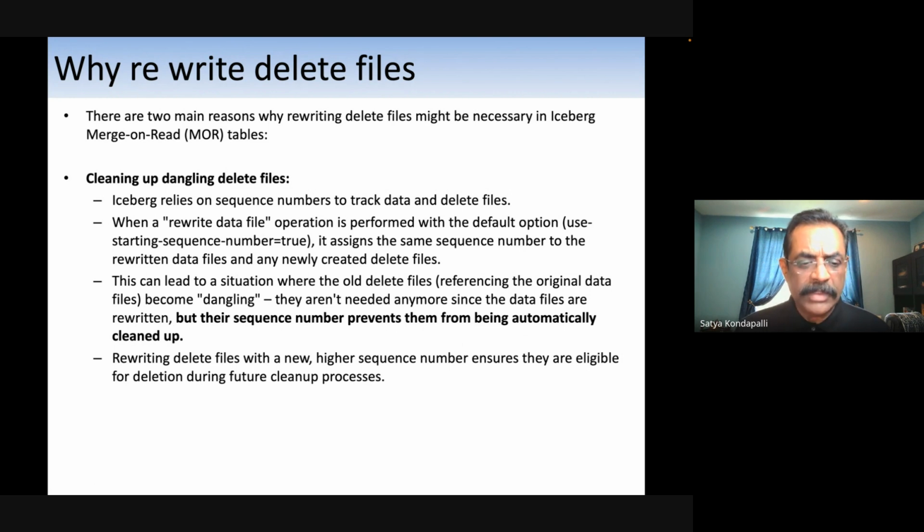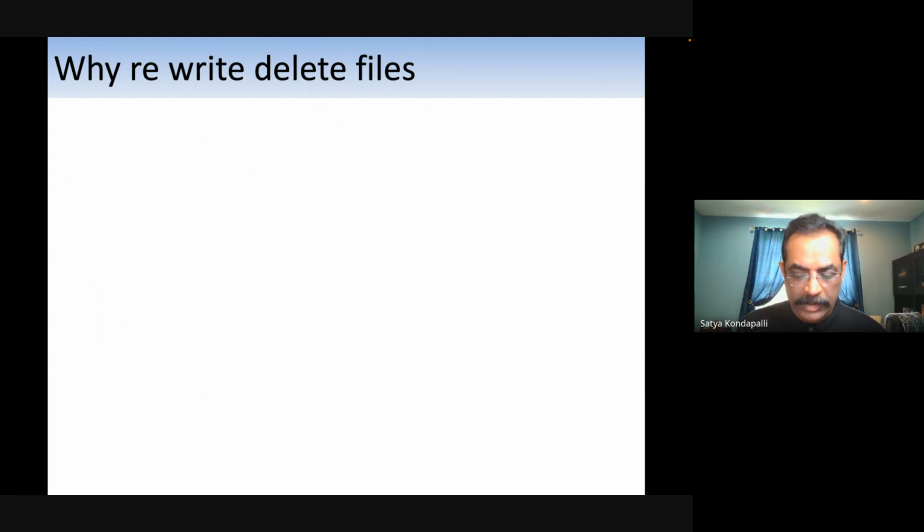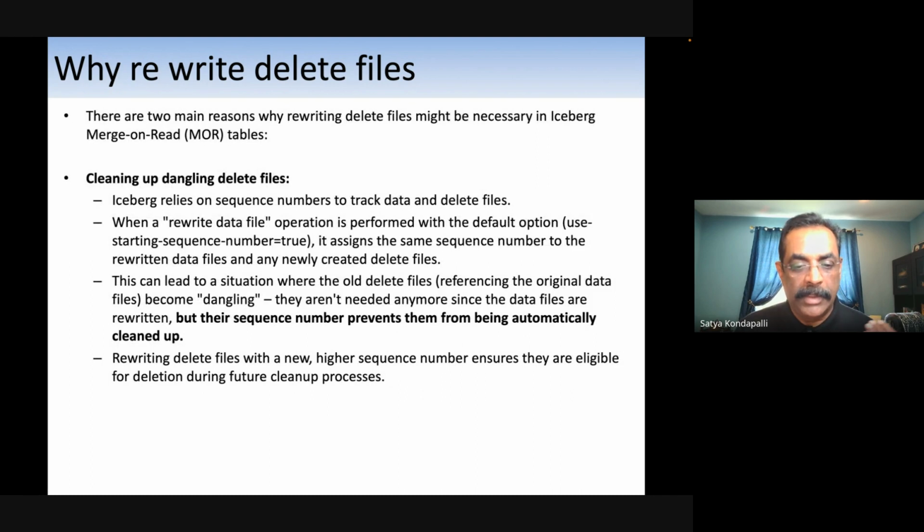So, rewriting delete files with a new higher sequence number ensures they are eligible for deletion during the future cleanup process. When we rewrite, we are combining all these delete files into one new delete file, and it has a different sequence number. So basically, that's called dangling. Don't spend too much time on it, but think about the sequence number issue that comes in if you have not rewritten the delete files.